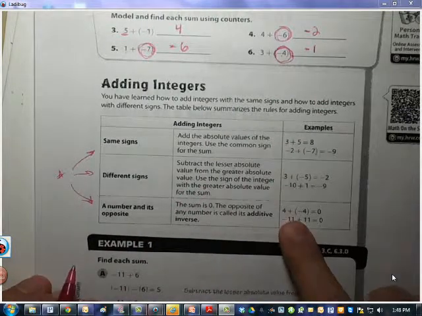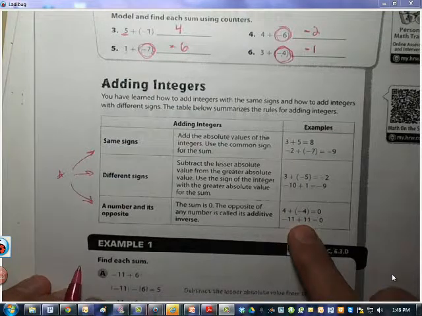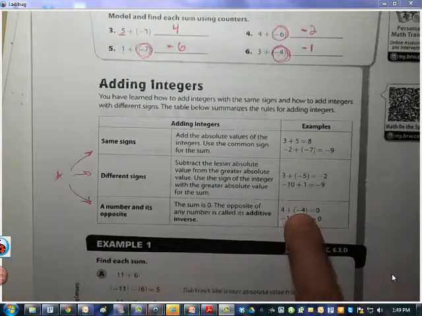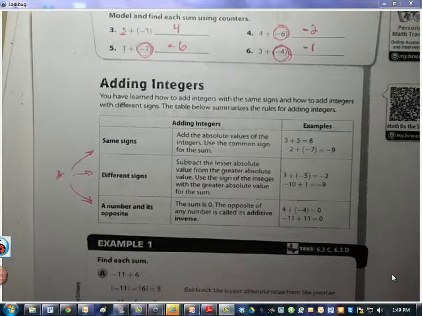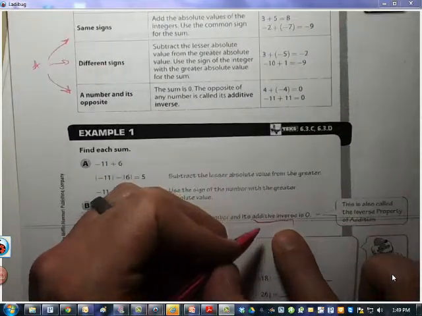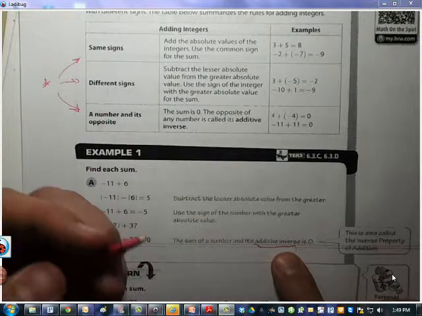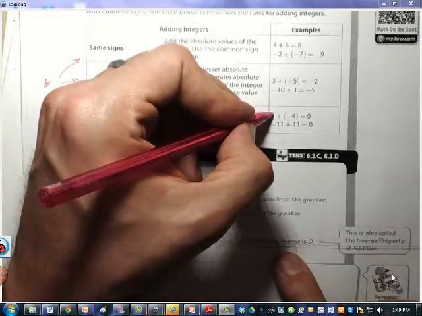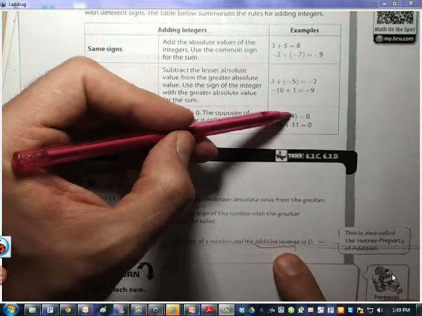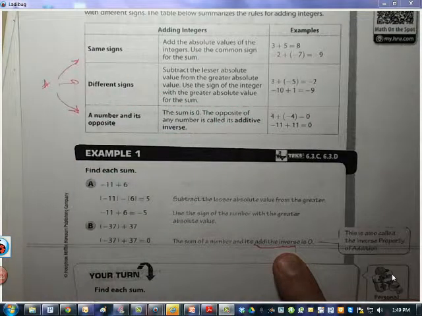Just as a side note, the definition for these numbers right here and these numbers right here is underneath. It's called the additive inverse. And that's when you have a 4 and its opposite, which is -4. They always cancel each other out and make 0. We call this additive inverses.